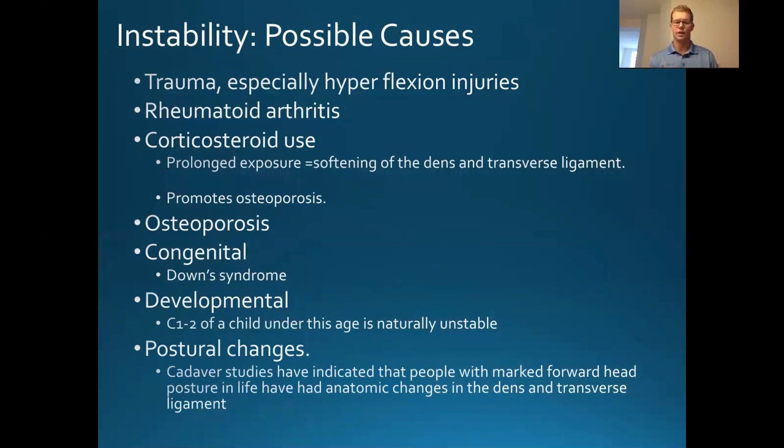Other things, more congenital things like Down syndrome, or let's say Ehlers-Danlos syndrome, where they just naturally have more ligamentous laxity. I would want to know those things, because that can create upper cervical ligamentous instability. Developmental things, and then also postural changes. There have been some cadaver studies that have indicated that people who have a really forward head posture also had some anatomical changes at their dens and transverse ligament. So those are all things to consider when someone comes in, whether or not they could have some upper cervical ligamentous instability.